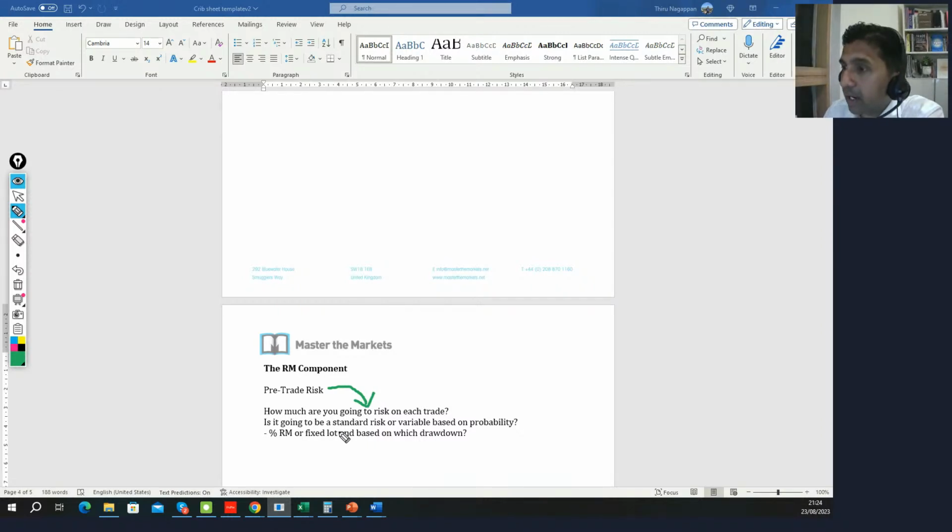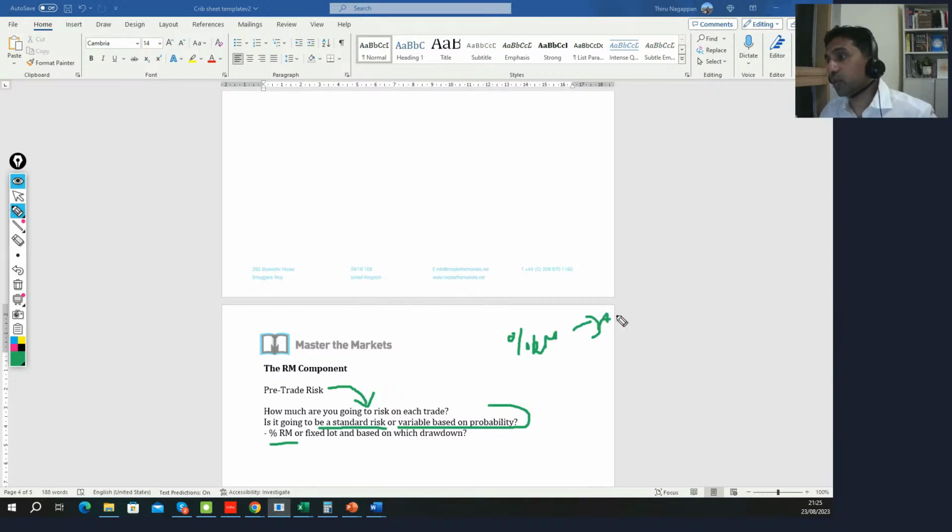Basically, it can either be a standard risk management or variable-based risk management based on probabilities. What do I mean? Let me explain. If it's going to be a standard risk, the usual standard risk managements are percentage risk managements, based on your account size. For example, on certain trades, you will always say that I lose not more than 1%. You can do less than 1%, but not more than 1%.